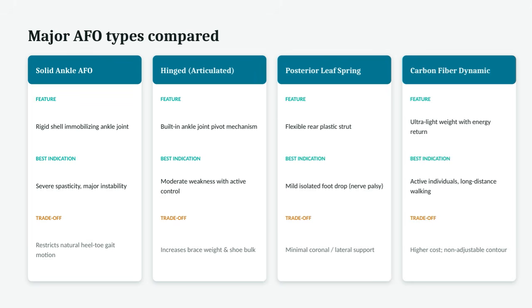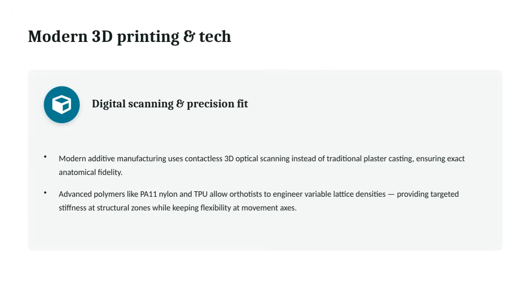Each type serves different needs, so understanding these features helps to choose the best option for each patient's specific condition. Here, we're looking at modern 3D printing and technology that is transforming orthotic design. Instead of using traditional plaster casting, which can be time-consuming and less precise, we now use digital scanning combined with contactless 3D optical scanning. This approach ensures an exact anatomical fit, capturing every contour accurately.